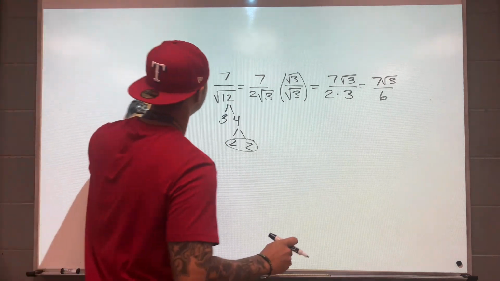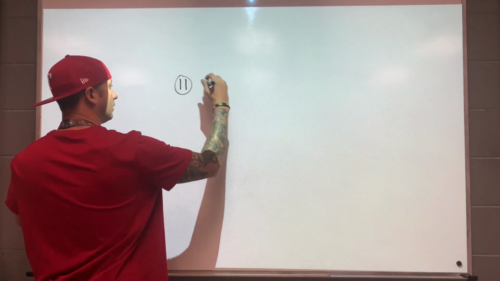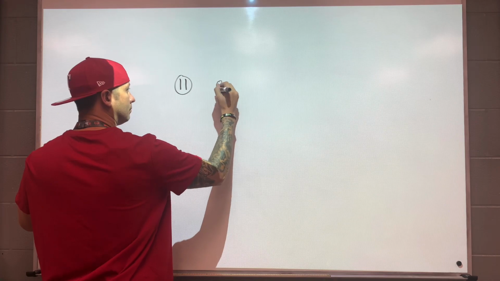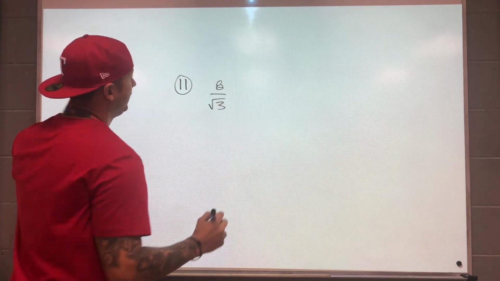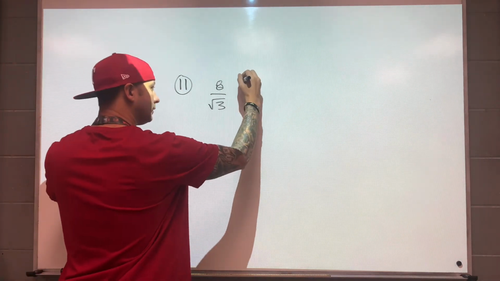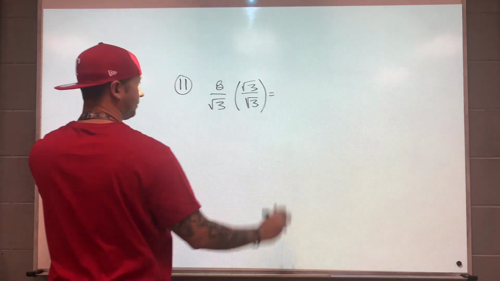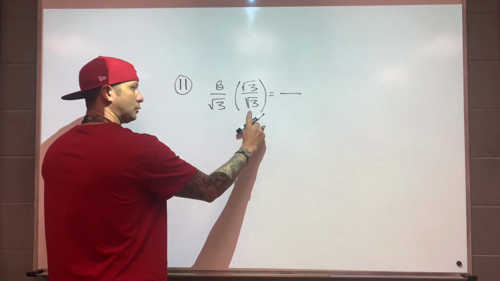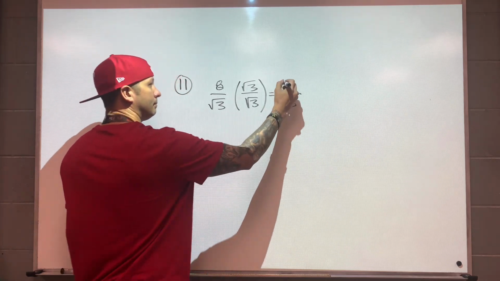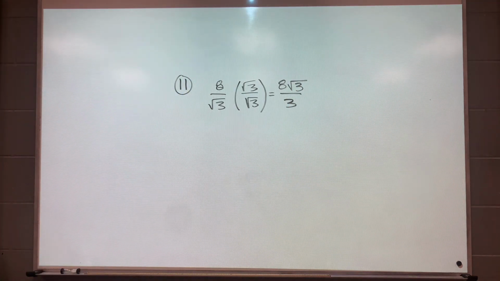8 over root 3. This one's easy. We already know how to solve this. Root 3 times root 3 is just 3. 8 times root 3, 8 root 3. Okay, next one's going to be interesting.